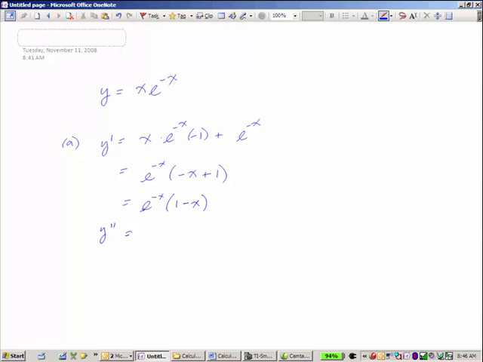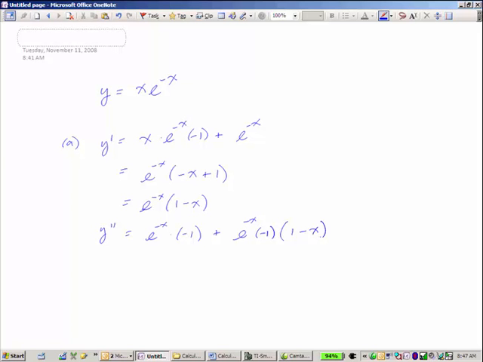Do you want to? Okay, fine. All right, good. I do it kind of differently. E to the negative x times negative 1, first times the derivative of the second. We're good. Plus e to the negative x. Okay, I'm going to put the negative 1 here, so the derivative of the first times 1 minus x, times the second.